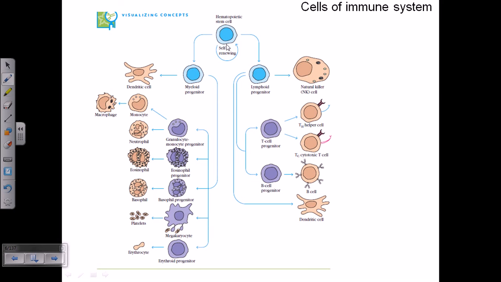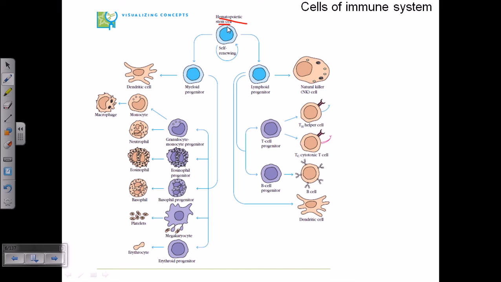Okay, now here are the cells of the immune system. If we start thinking about that, these are the hematopoietic stem cells. Hematopoietic: poiesis means development, and heme means presenting the iron, so it is definitely talking about blood cells. So it's hematopoietic stem cells.